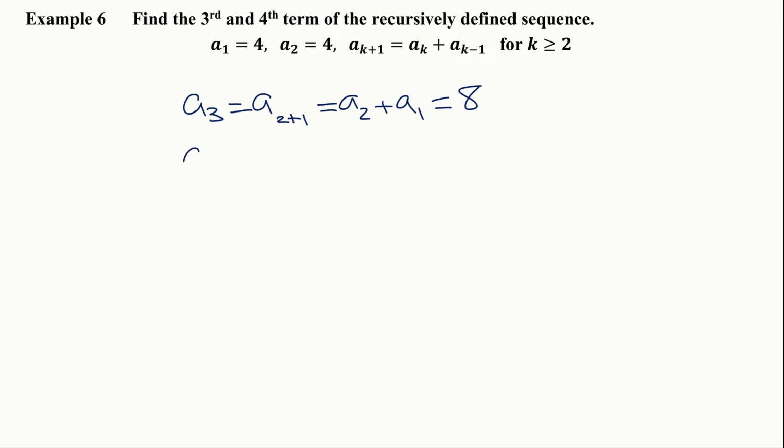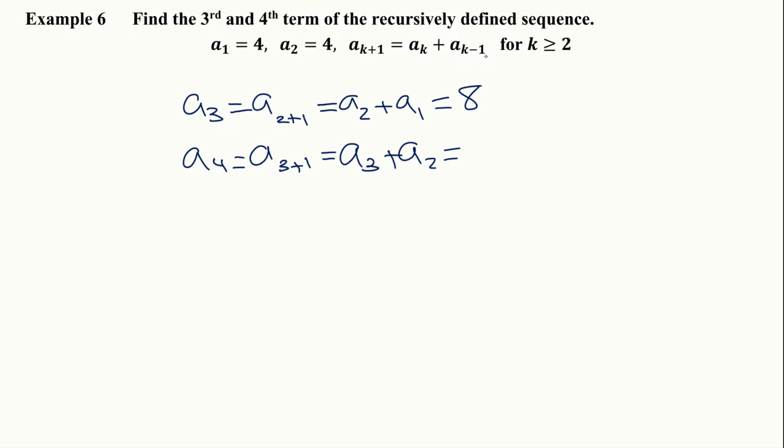So for a4, remember, that's going to be a3 plus 1, right? So I'm using k equals 3. So it's going to be a3 plus a3 minus 1, which is what? 2. Does this look familiar to you? Yes, it's in fact some variation of the Fibonacci, right? So if you were thinking that, you were correct.